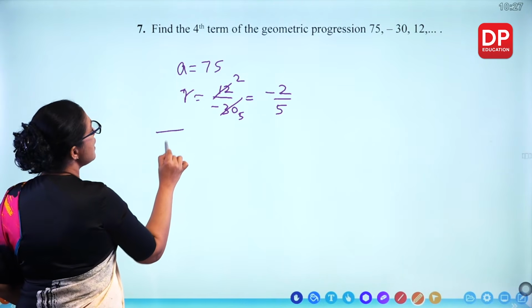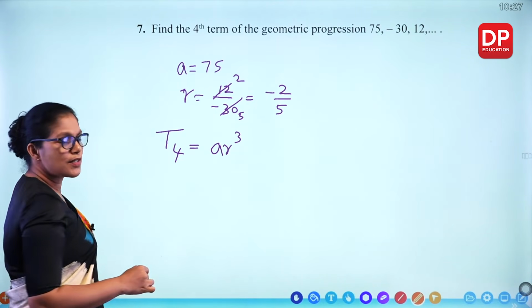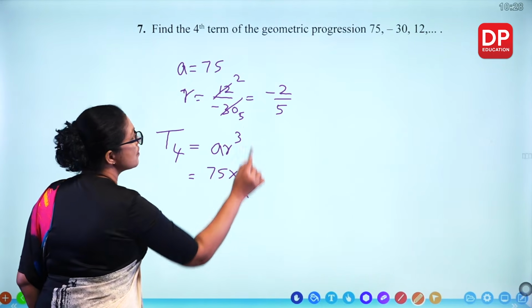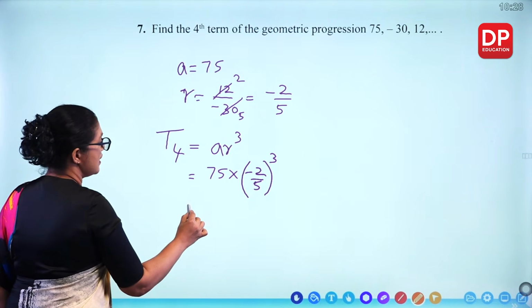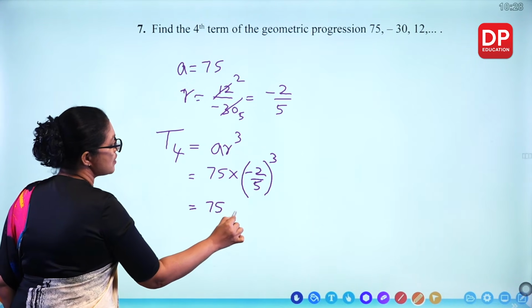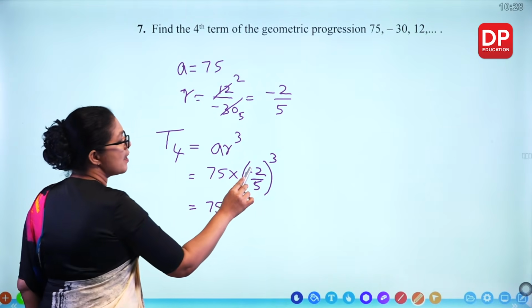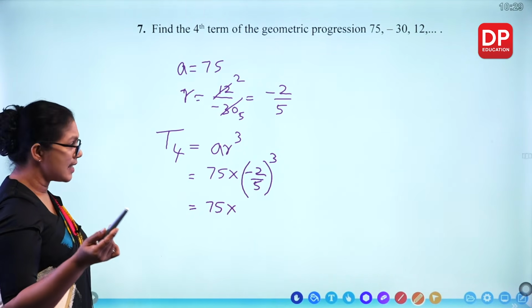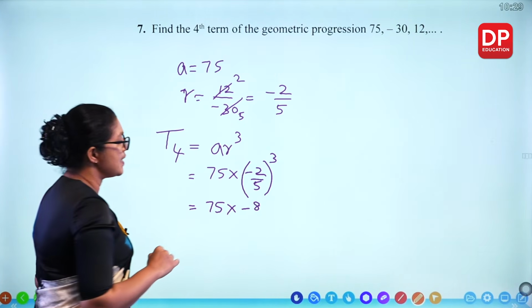We know T4 is AR to the power 3, 4 minus 1. A is 75. R is -2/5 to the power 3. So 75 times. I can easily write down this one. -2 to the power 3 is a negative answer. -8. 2 times 2 times 2. And I can put -8.